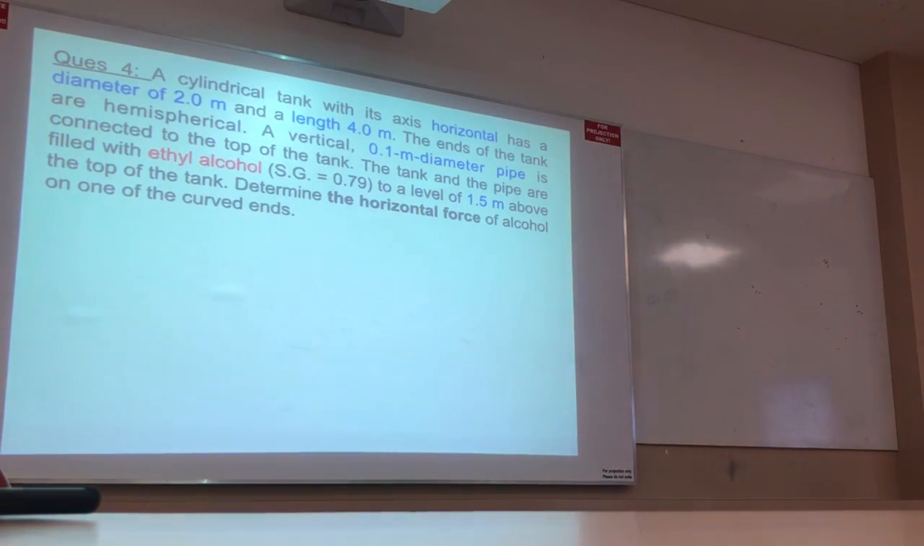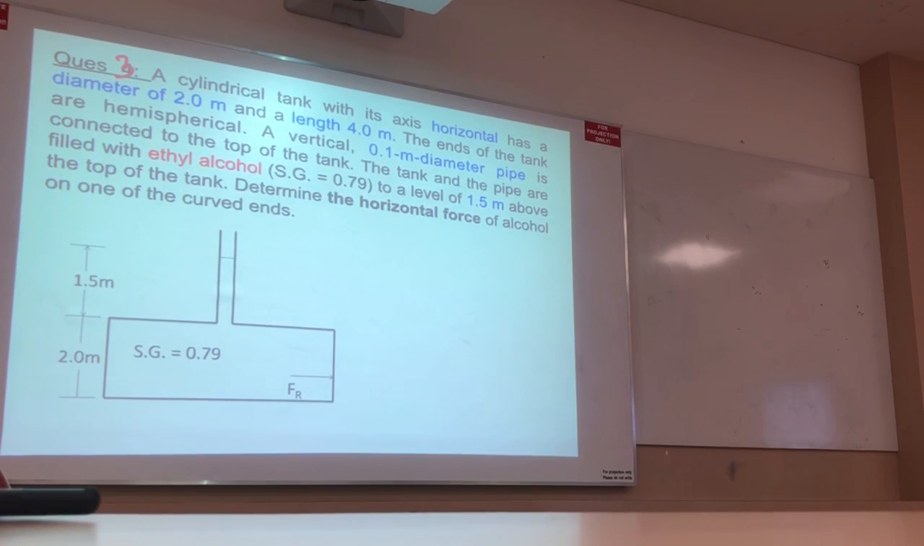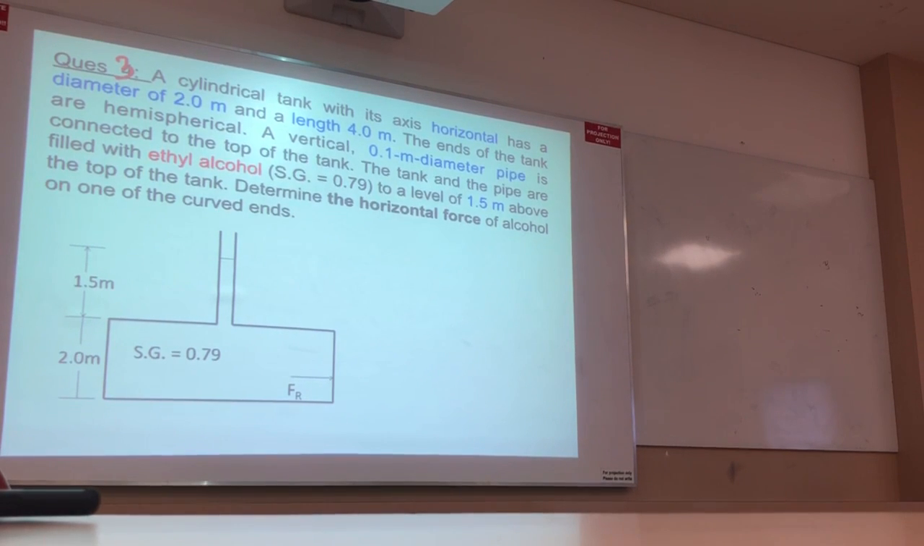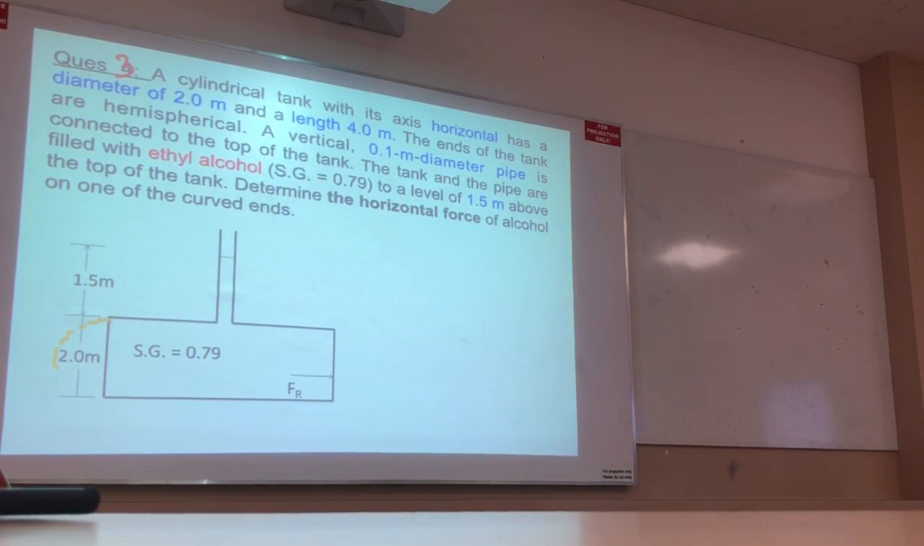Okay, question number 3. A cylindrical tank with its horizontal axis has a diameter of 2 meters. Diameter from here to here is 2 meters, and the length is 4 meters. The ends of the tank are hemispherical. It's something like this.